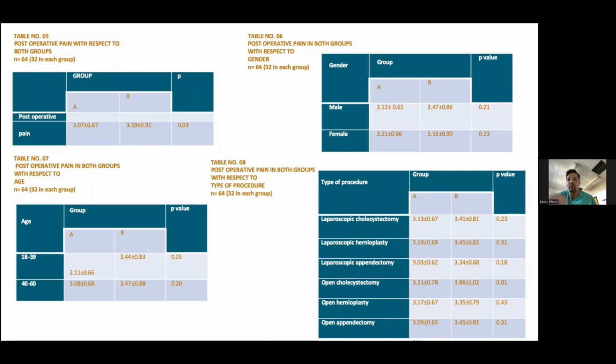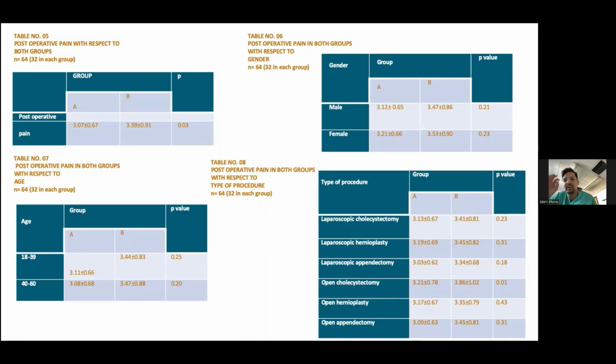I'll come back to the results in the next slide, but type of procedure wise, in table 8, post-operative pain in both groups with respect to type of procedures. You can see here laparoscopic cholecystectomy, group A 3.1, group B 3.411, quite a significant difference here. Laparoscopic hernioplasty again 3.19 versus 3.45. Laparoscopic appendicectomy 3.0 versus 3.34, quite a significant difference here.